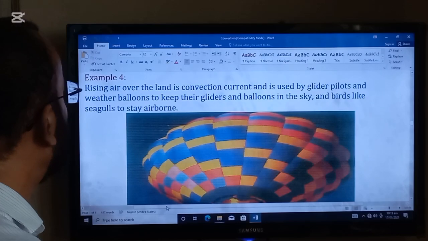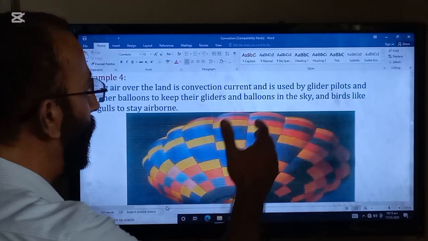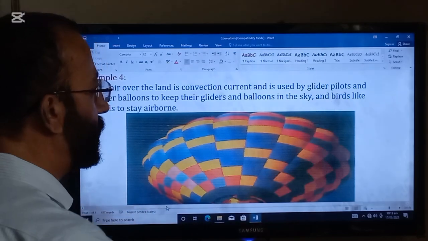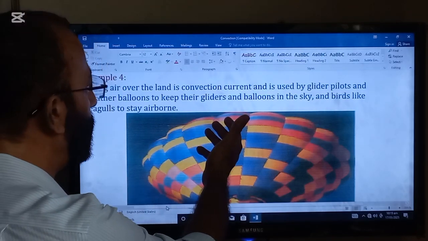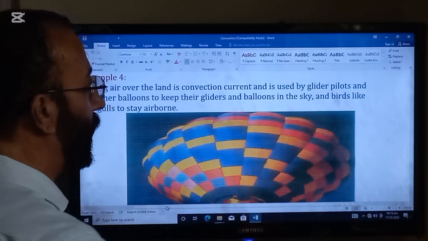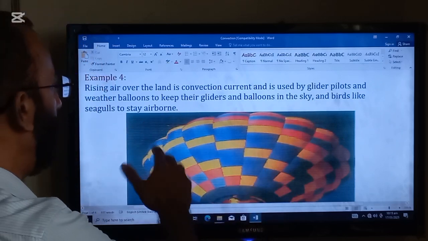Rising air over the land is a convection current and is used by glider pilots and weather balloons to keep their gliders and balloons in the sky, and by birds like seagulls to stay airborne.